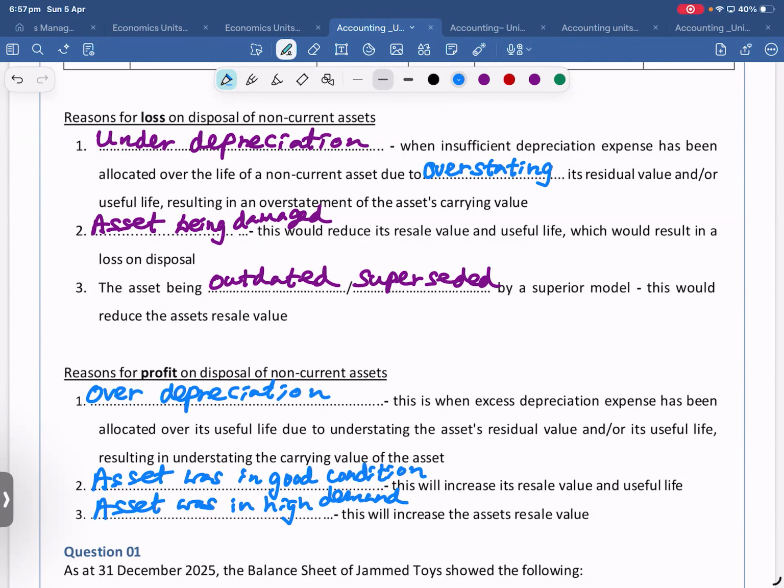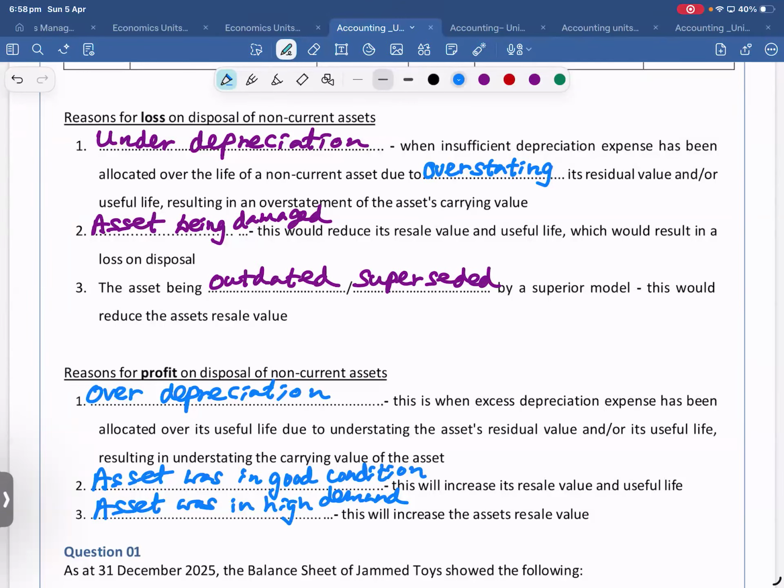Yes. Next one, we have an outdated asset, a version that is superseded by later versions, later models. So then the demand for our asset will be low. Yes, right. So basically, that is what happens, right? Okay.